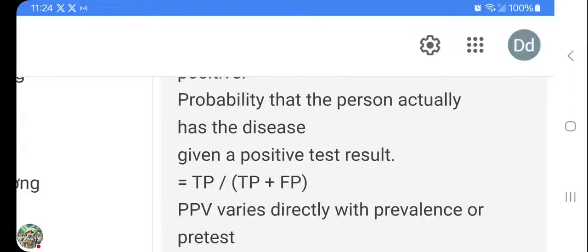So in summary, sensitivity and specificity, we talk about the column: first column for sensitivity, second column for specificity. And now PPV and NPV, we talk about the row, the upper row and the lower row. Okay, that's about it.